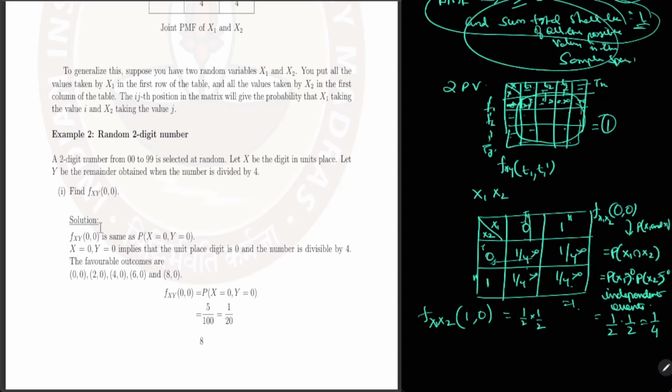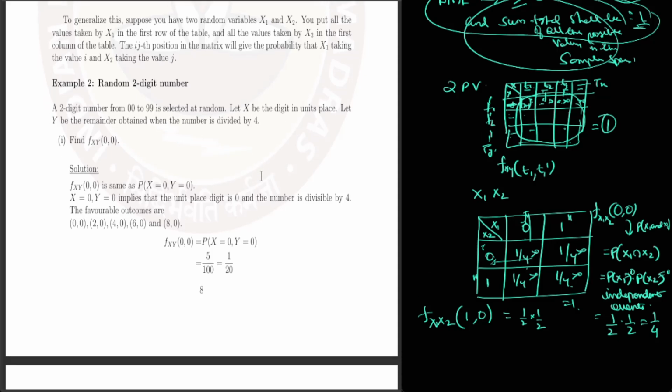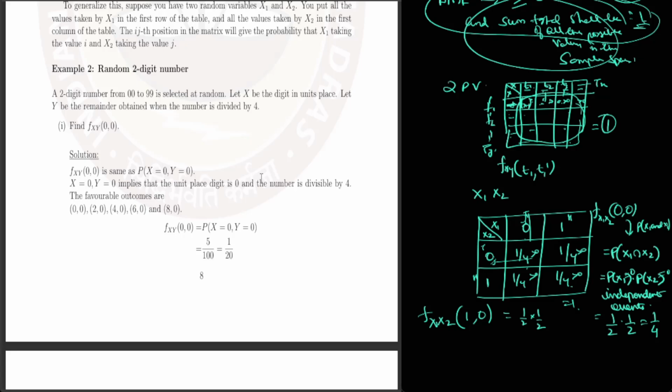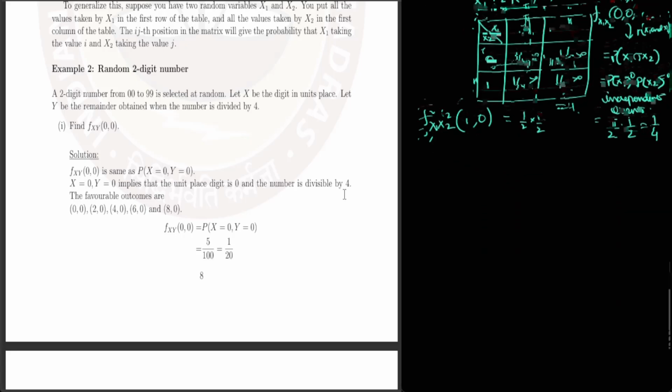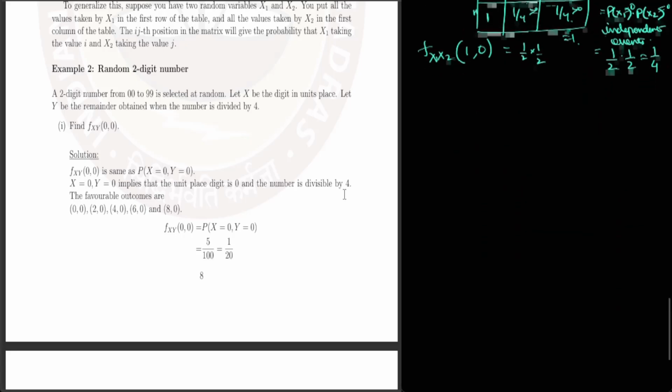Okay. A two-digit number from 00 to 99 is selected at random. Let x be the digit in the unit place. Let y be the remainder obtained when the number is divided by 4. We have seen this example.